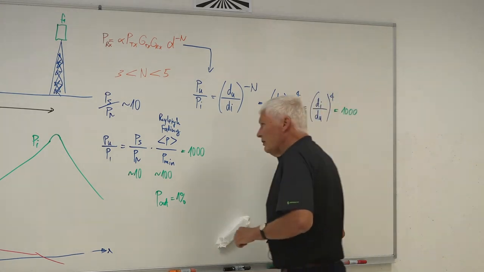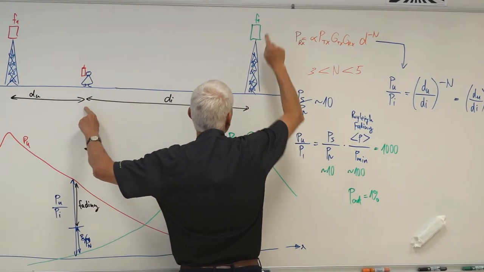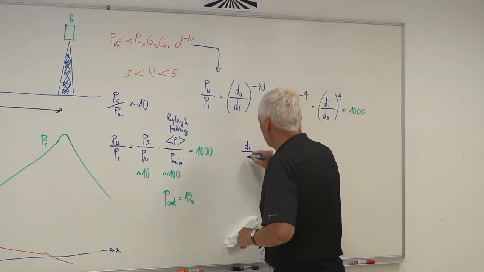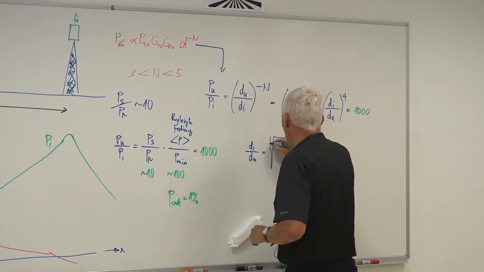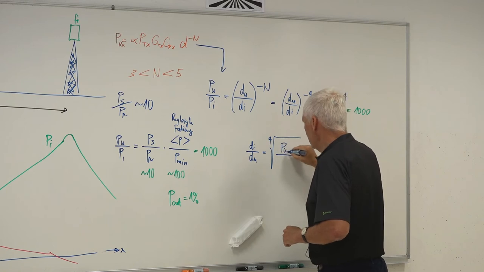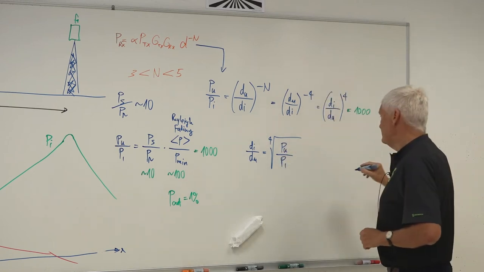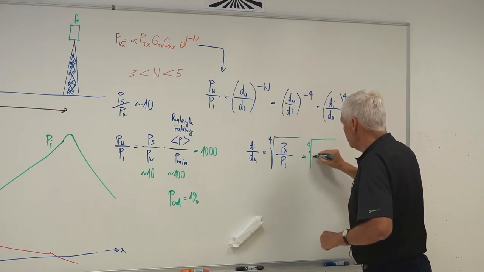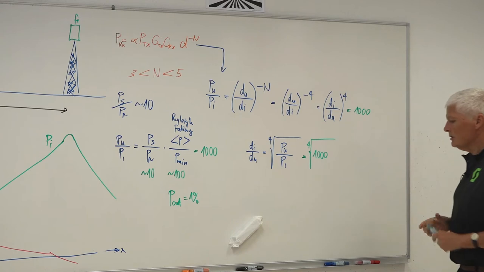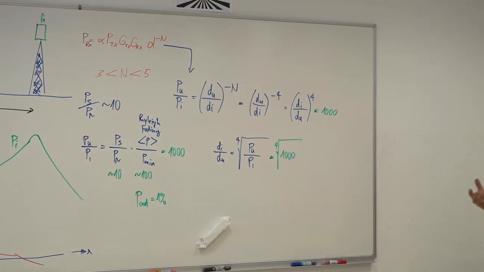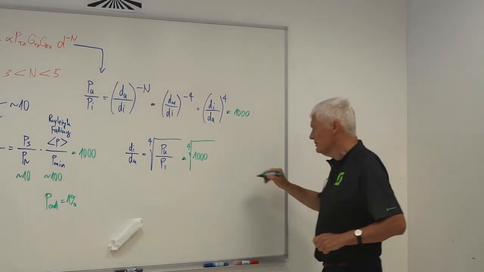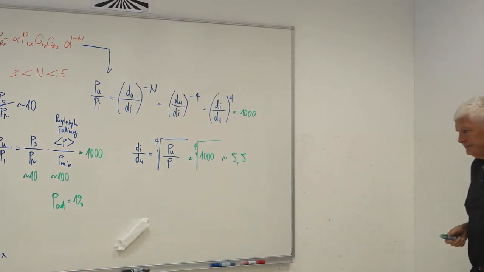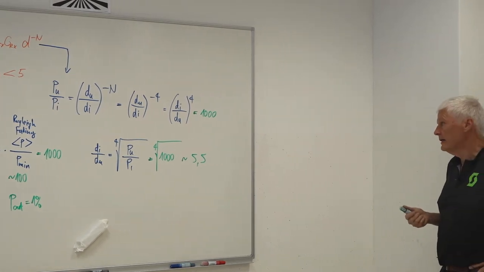We plug in the value 1000 here. So at what distance could I install an interfering station using the same frequency? Well, I can calculate this D interferer to the user. It is the fourth root of P user to P interference, the fourth root of 1000. Now the square root of 1000 is around 30. The square root of 30 is around 5.5. So this is around 5.5. This is now our link calculation.